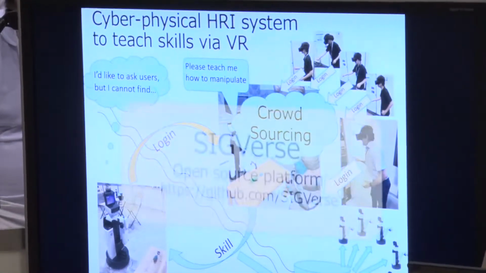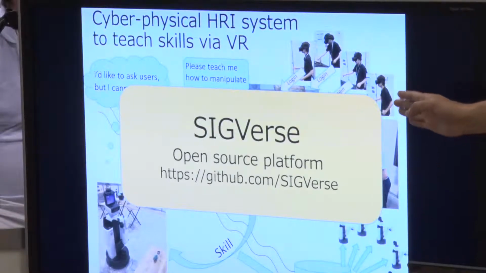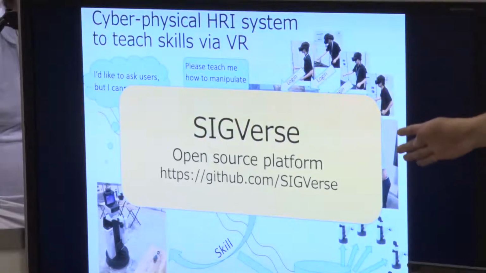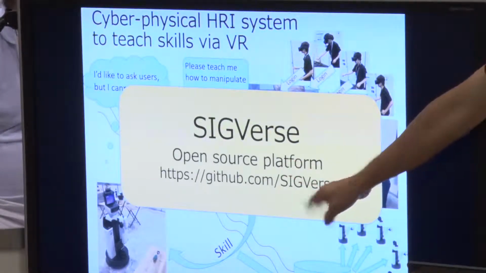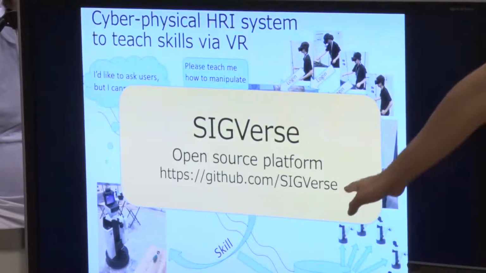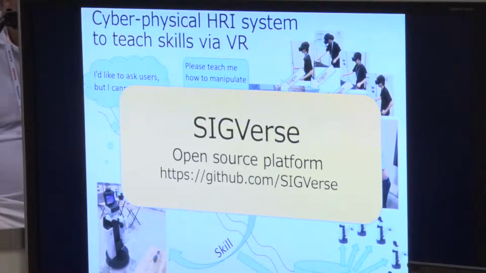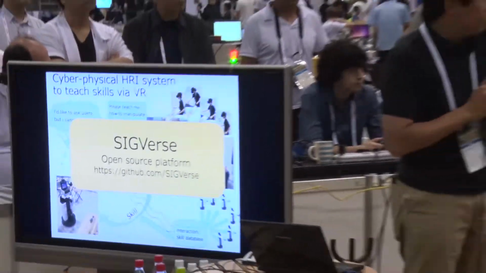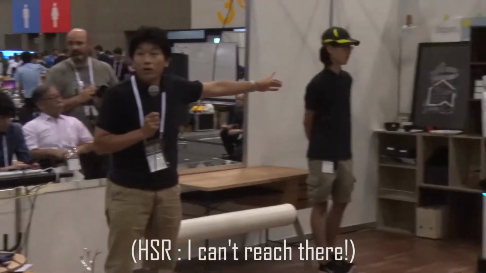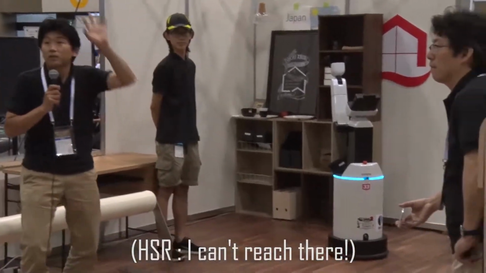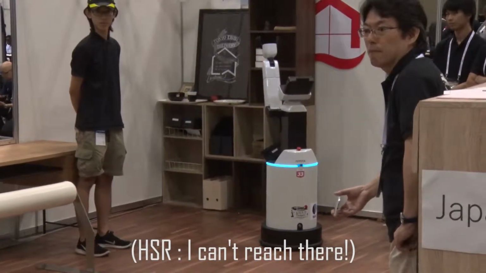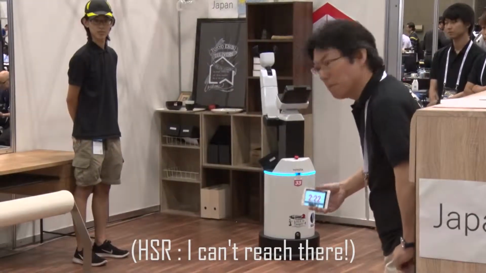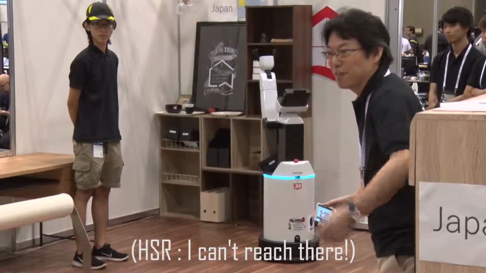Okay. So this is open software named SIGVerse, and we will be providing that system. I'd like to show another final demonstration in another situation. For example, the HSR wants to grasp some bottles, but they are put at the highest point. So it is difficult for the robot to realize that.